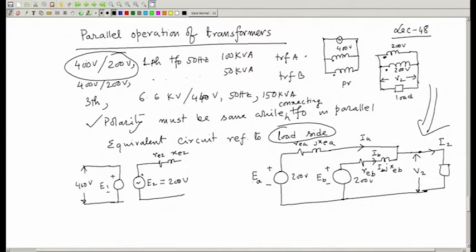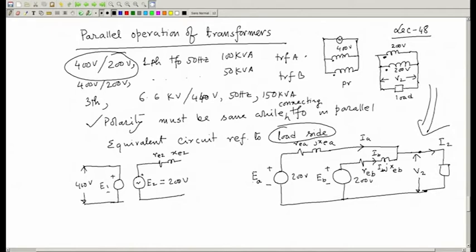Of course, before paralleling, we must ensure that the voltage ratings are the same, primary voltages and secondary voltages. Then only can you parallel, otherwise not. Similarly, the secondary coil voltages of transformer A and transformer B are connected in parallel, and that will be used to supply the load.